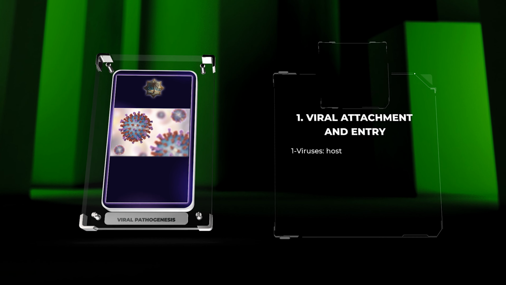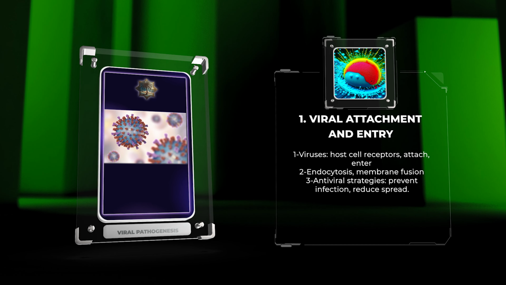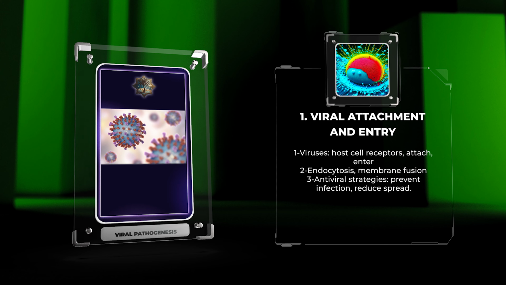Viruses use specific host cell receptors to attach and enter the cell. They can enter through endocytosis or membrane fusion. Understanding these processes helps develop antiviral strategies to prevent infection and reduce spread.